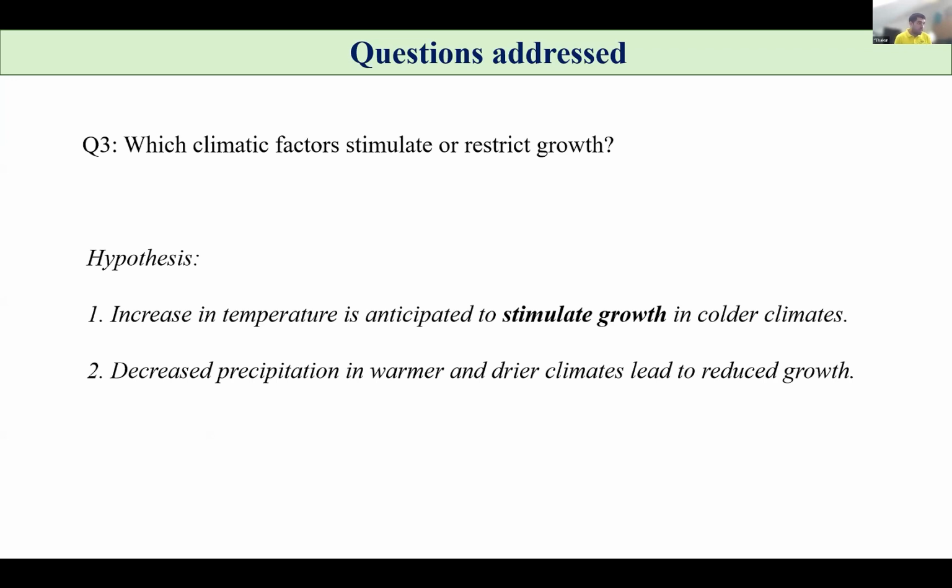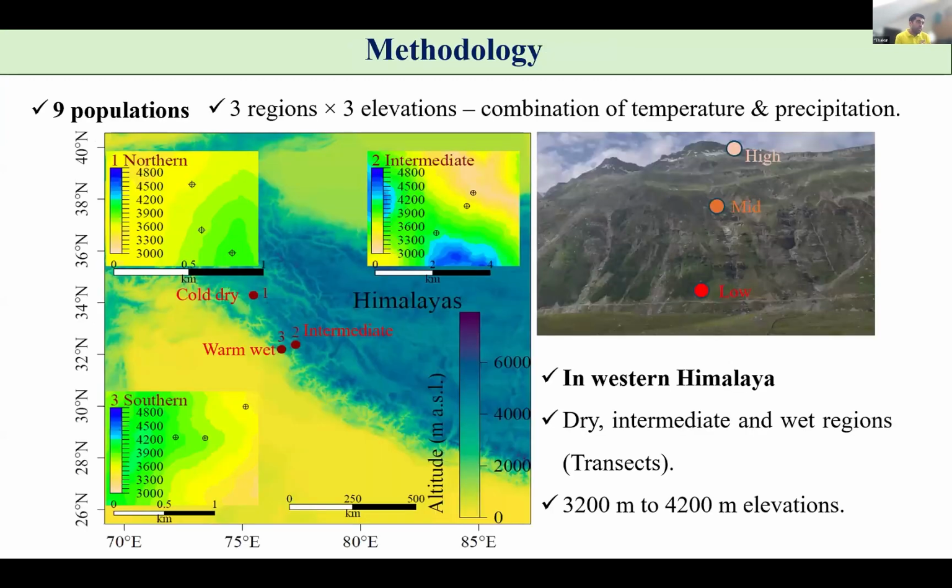So here we expect that increase in temperature will stimulate growth in colder climates, while decreased precipitation in warmer and dry climates will lead to reduced growth. This study uses only 3 regions from the 5 which Sayantika mentioned because of our ability to analyze these anatomical measurements and the growth rate analysis.